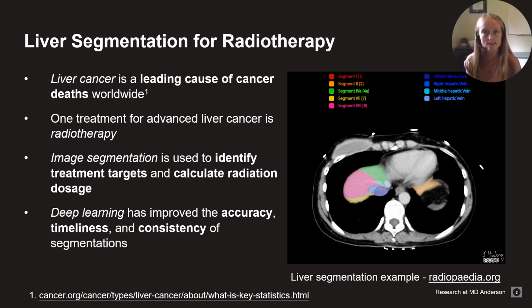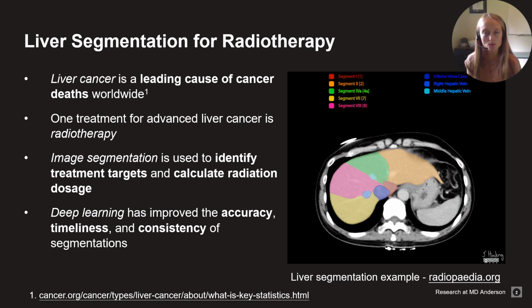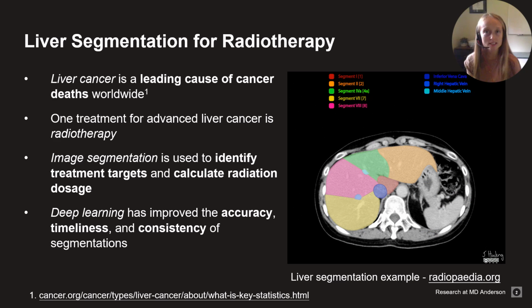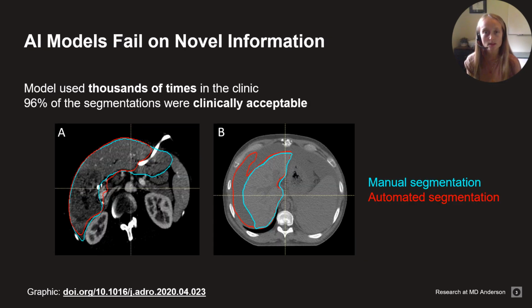Deep learning-based segmentation models have recently been explored due to their efficiency and their accuracy. But a problem with these segmentation models is that they fail on information that they were not presented with during training. So for example, this is a liver segmentation model that has been used thousands of times clinically and works very well in the vast majority of cases, but it fails on a stent in A and ascites in B, which are both attributes that were not presented in the training data set of this liver segmentation model.